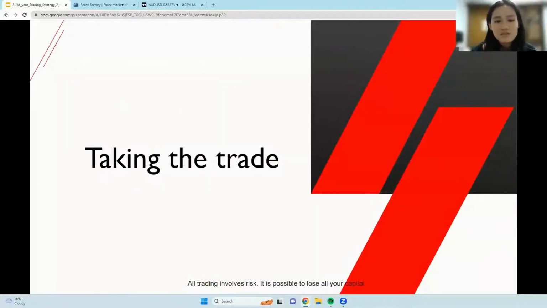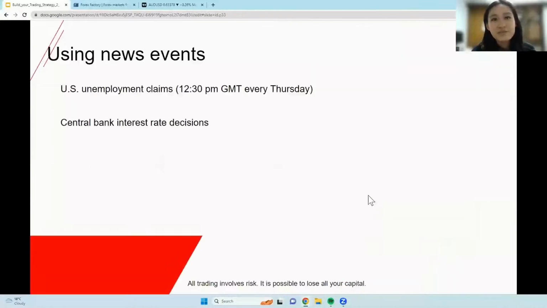So lastly, is this our last part? Okay, I'm not sure if this is our last part. But okay, next we are taking the trade. So firstly, if we look at the different news events, bringing us back to our first point where I mentioned that when you're day trading, it's really important to look at your fundamentals and take a look at your economic calendars. So in this example, we are using the US unemployment claims, which occur 12:30 p.m. GMT every Thursday. We also have the central bank interest rate decisions.